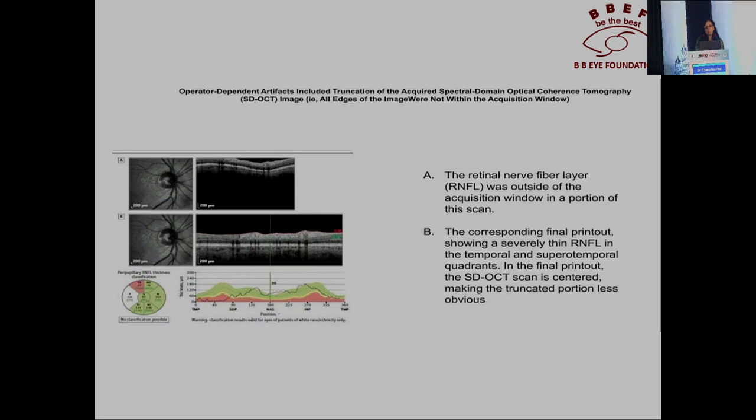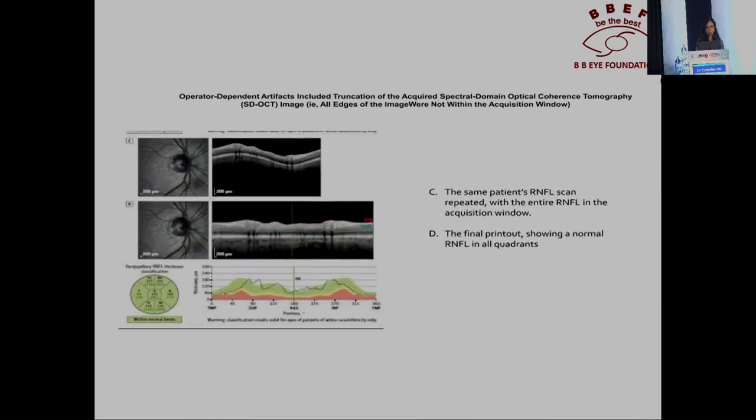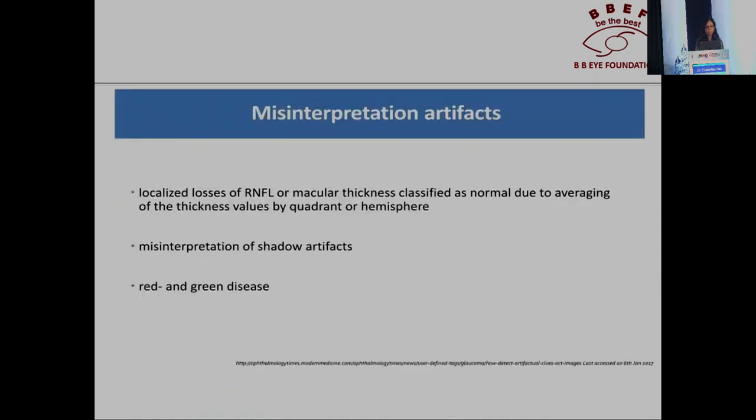So operator dependent artifacts include truncation of the acquired spectral domain optical coherence tomography image, that is, all edges of the image were not seen within the window as you see out there. And the same image, when I show you here, see there is a drastic change in your pie chart that you see, and even in the graph that you see, the double hump pattern and the rest of it. So misinterpretation of artifacts, localized losses of RNFL or macular thickness classified as normal due to averaging of the thickness values by quadrant or hemisphere, misinterpretation of shadow artifacts, and the red and green disease.